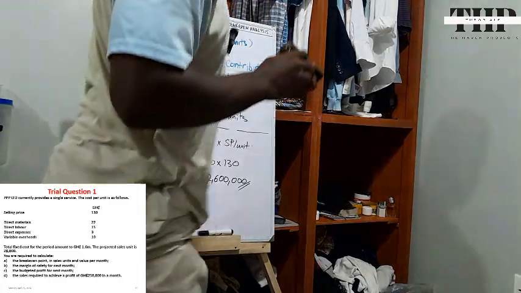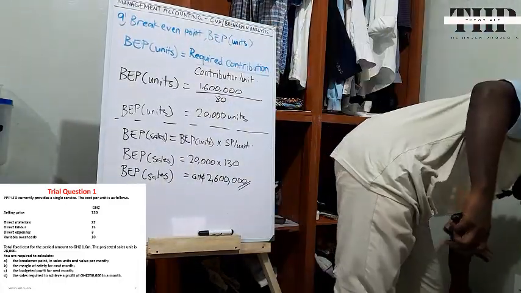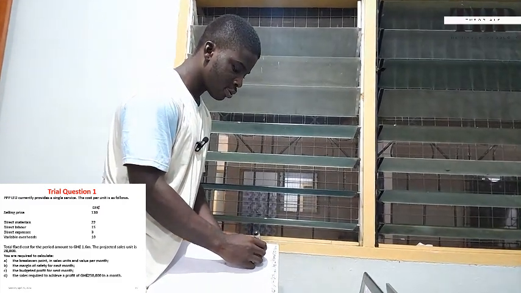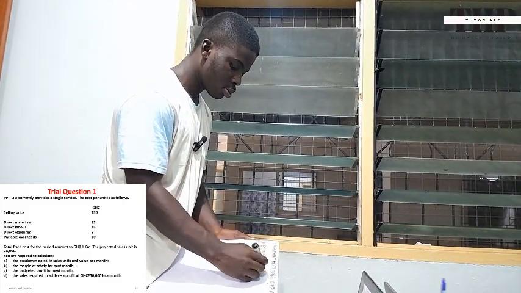So we are done with the first question, which is the A. We have our break-even point in sales and units as well.